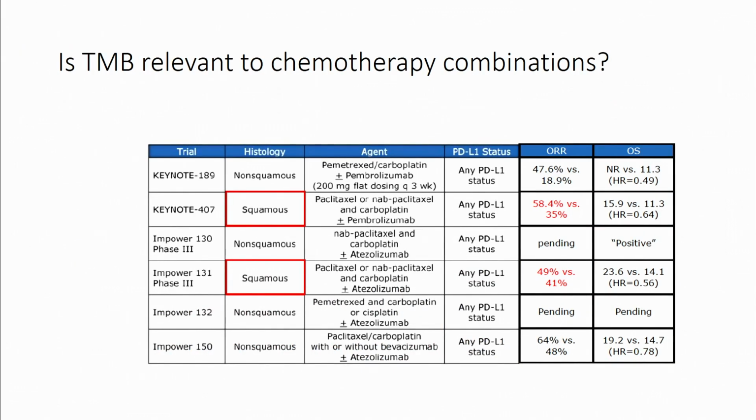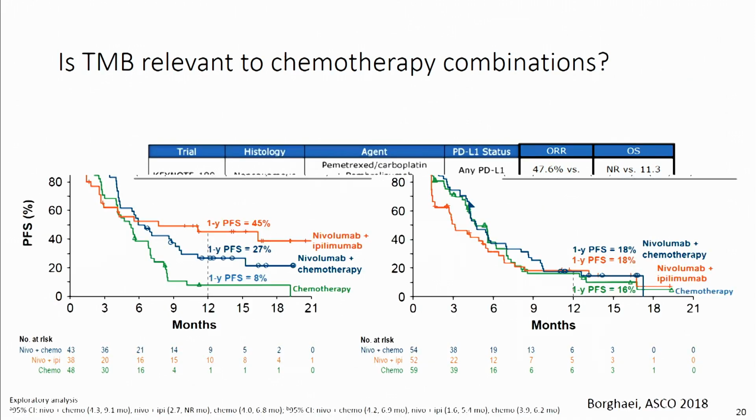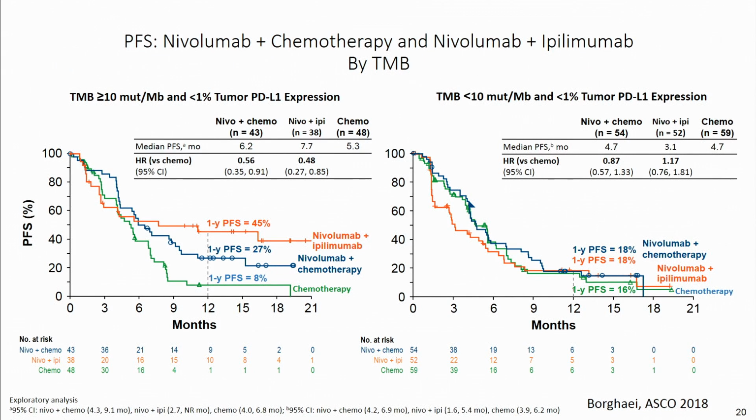In the last couple of minutes, I want to talk about the chemotherapy combinations, which have permeated our lung cancer world in a large way. Is TMB relevant to chemotherapy combination? Well, I think the answer is maybe. Some of the data presented at ASCO this year looked at, again, the same 227 trial, but there was a nivolumab chemotherapy cohort in the patient population that had less than 1% PD-L1 expression.